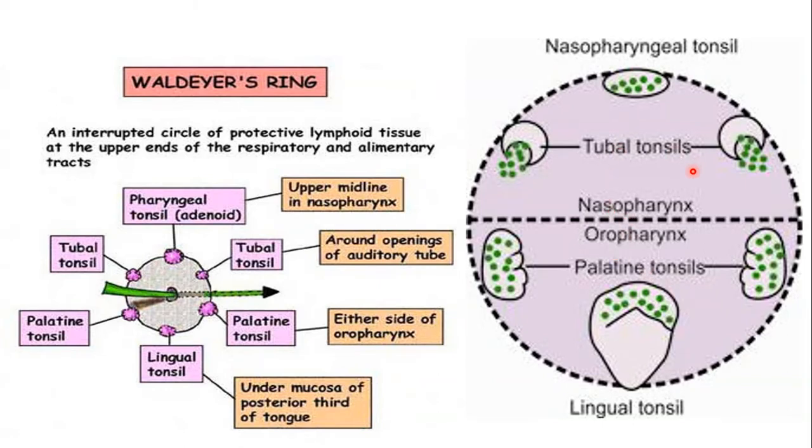This is another diagram. So the tubal tonsils and the pharyngeal tonsils are present in the nasopharynx, while the palatine tonsils are present in the oropharynx. And lingual tonsils are buried in the posterior one third of the tongue, not in the whole tongue.